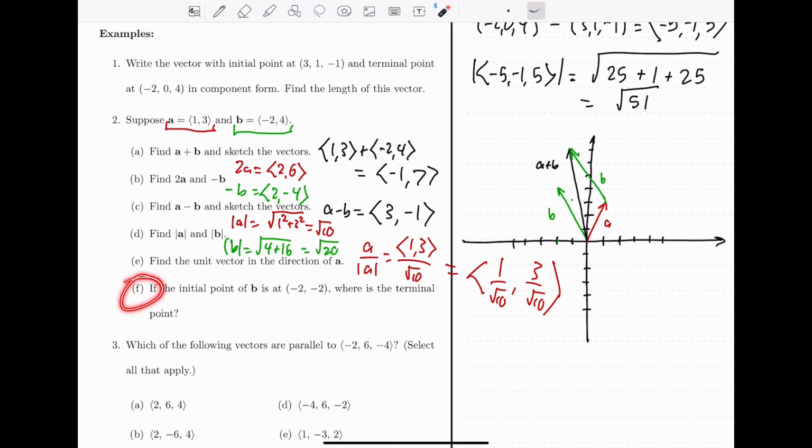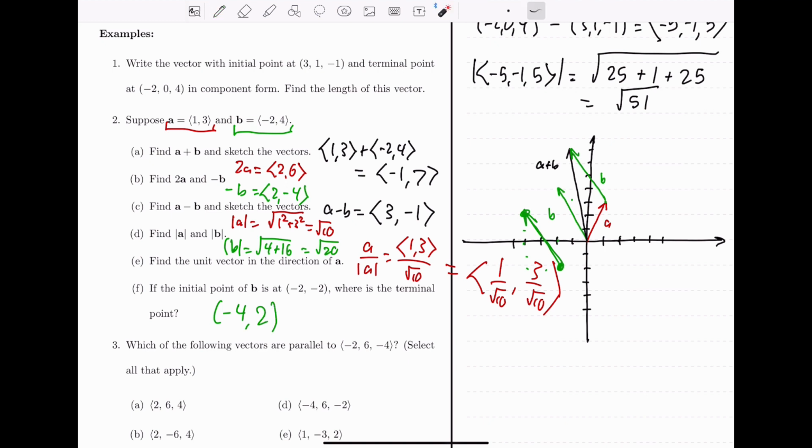Finally, let's answer part F here. If the initial point of b is not at the origin, if we don't have a position vector, if the initial point is at -2, -2, where's the terminal point? Well, we're just going to simply start at -2, -2, which is right here. And we're going to go in the direction of b. So we go -2 in the x direction, and then up 4 in the y direction. 1, 2, 3, 4. We reach this point here. So here's the vector b, just not drawn as a position vector. The terminal point here is at -4 in the x direction and 2 in the y direction. So the terminal point here would be -4, 2.